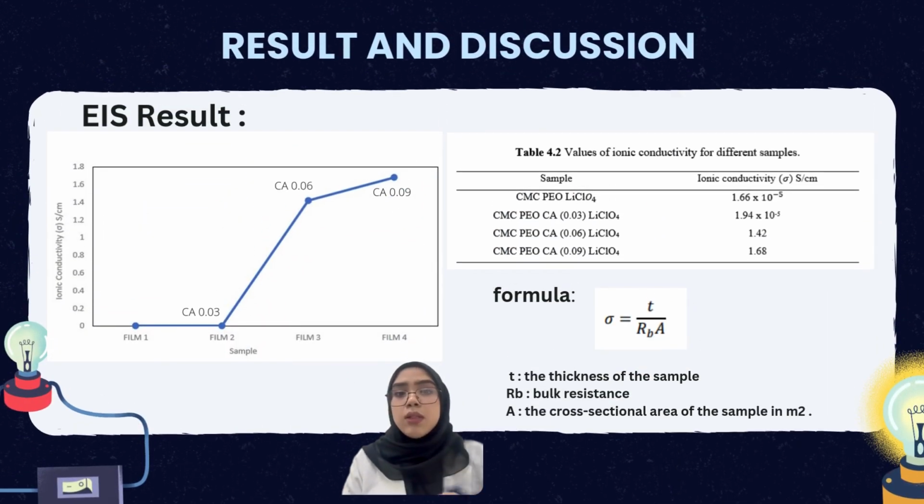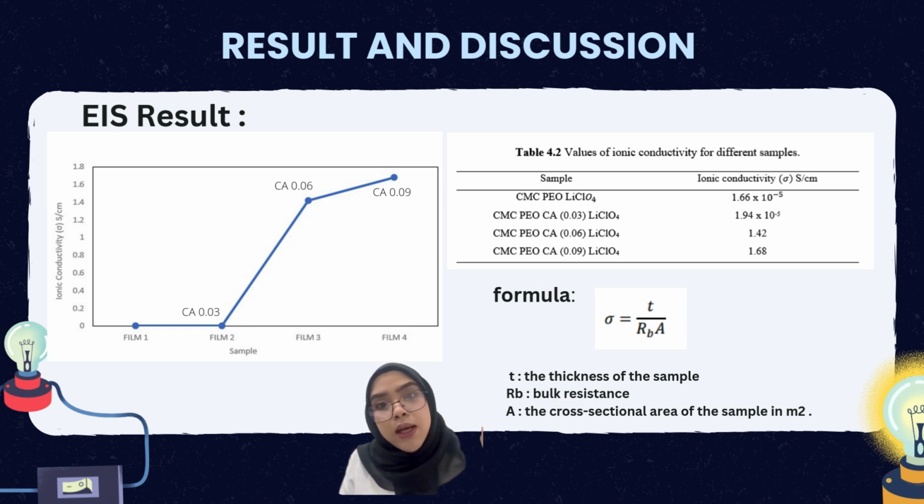Okay, here is the last result and discussion for this experiment, the EIS results. From the EIS results, you can see the ionic conductivity increases with increasing citric acid amount. The first sample, without citric acid, has the lowest ionic conductivity because of the crystalline character of the polymer. This reduces the segmental motion and constrains the Li+ ion motion as well, so it has the lowest ionic conductivity.